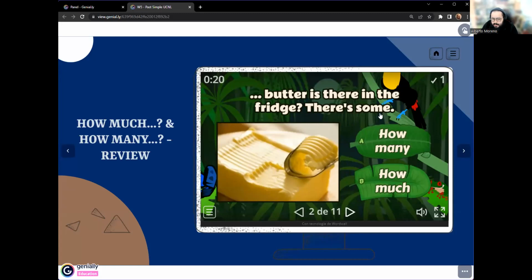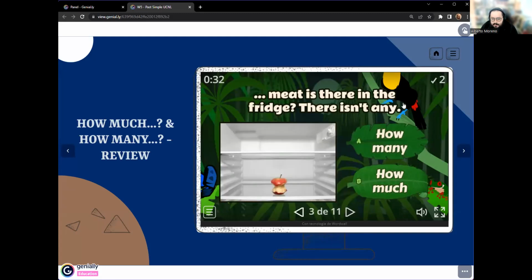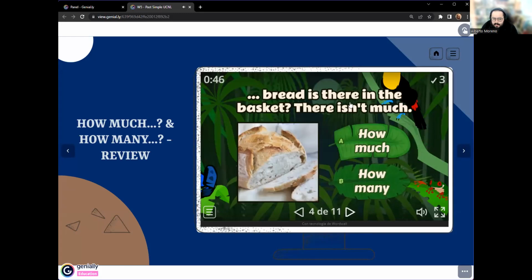Para la que sigue. Butter is there in the fridge. There is some. How much? How much. Muy bien. La que sigue. Perdón. Meat is in the fridge. There isn't any. How many or how much? How much. Muy bien. Bread is there in the basket. There isn't much. How much or how many? How much.